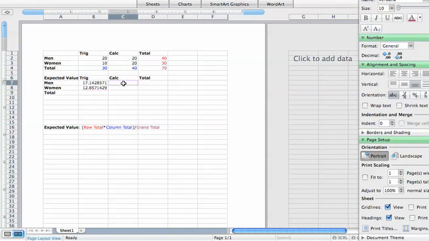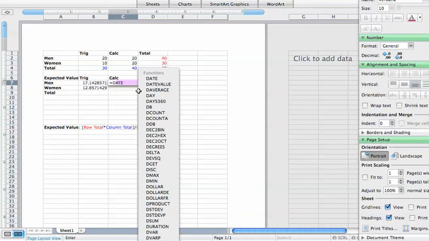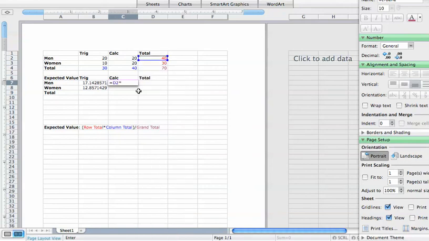Then you're going to do the same thing for calculus. Equal sign, D2 times C4, and you can even just click divided by the grand total. And then enter. And then we're going to do the same thing here.